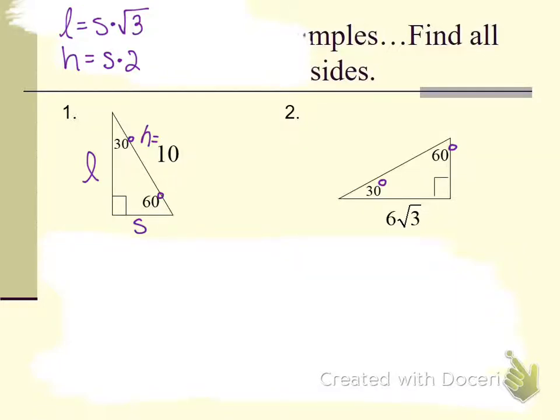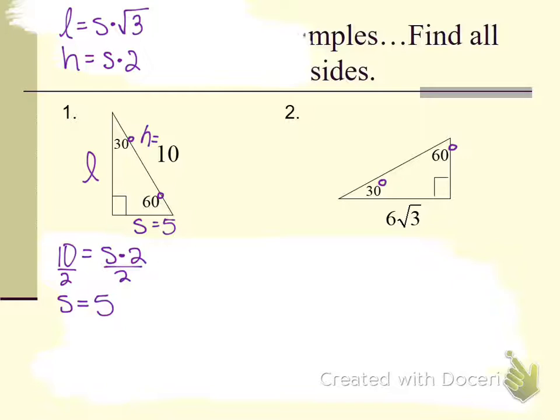So when we're getting started, which side do you think we want to find first? The short side. The short side is used in both of them, so it'll be helpful to us to find it. We have the hypotenuse. We want the short side. We should be focusing on this bottom formula first. So 10 is equal to S times 2. Of course, to get S alone, we divide by 2. And the short side has a length of 5. So that would be part of the answer.